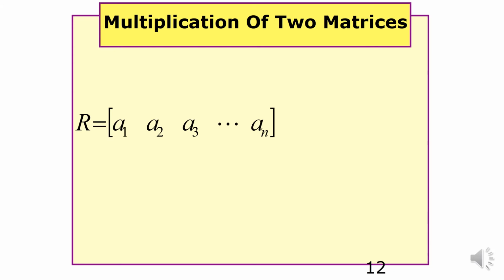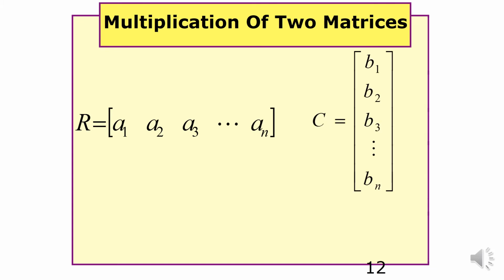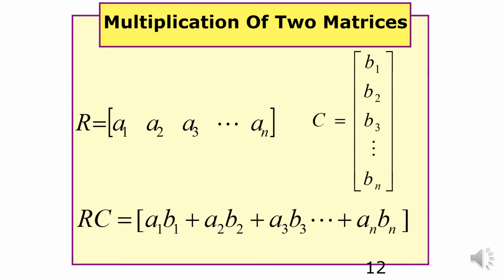Okay, let's look. We have matrix R, whose elements are A1, A2, A3 until AN. And we have matrix C, whose elements are B1, B2, B3 until BN. So the product of RC is equal to A1 B1 plus A2 B2 plus A3 B3 until plus AN BN.